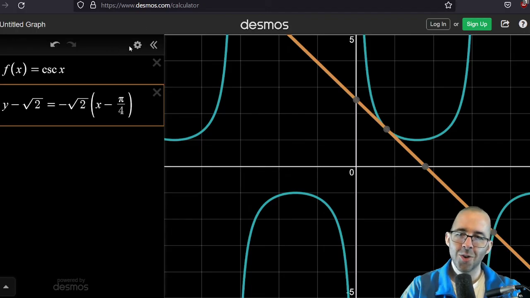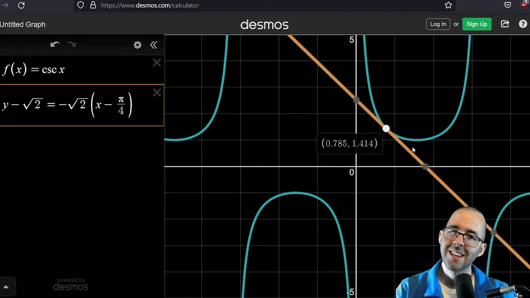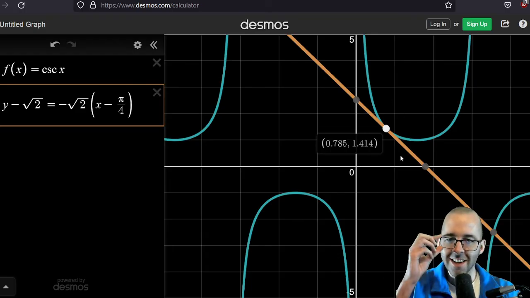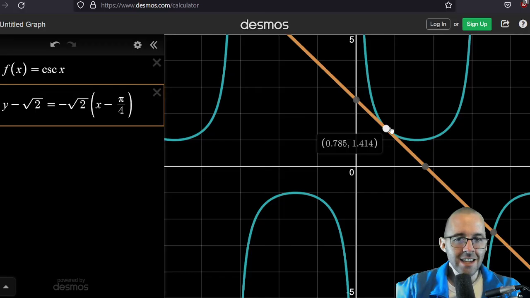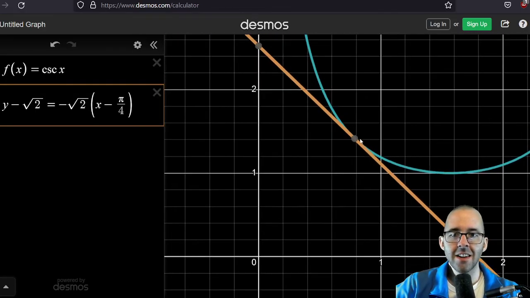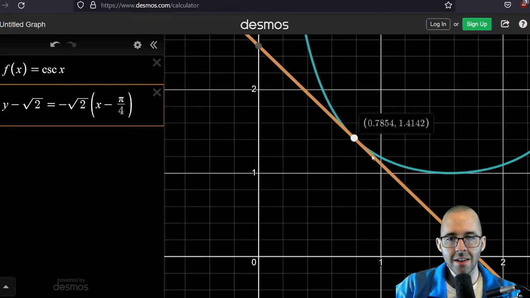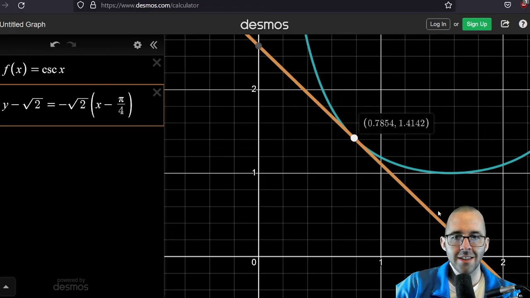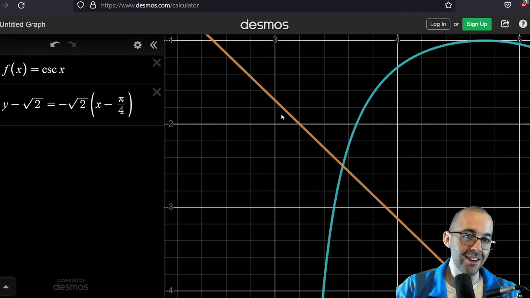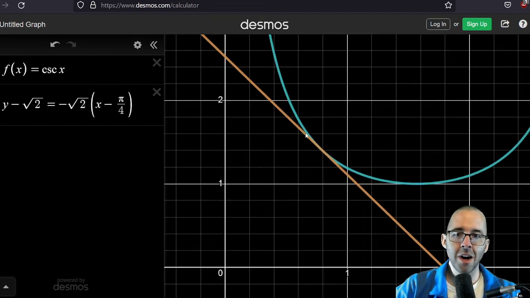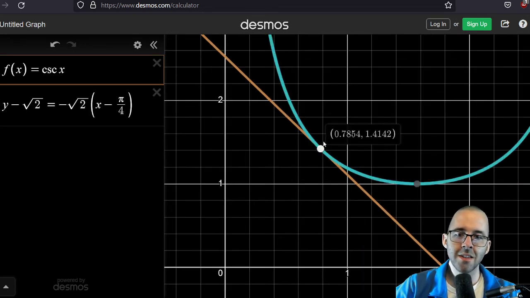Oh, whew. I was getting a little nervous on some of these problems. I had a bad track record the last couple of weeks. But that's a tangent line. Right? Look at it. It just skips right off of it. Woo. There we go. It's not a tangent line here though, but we're looking at pi over 4. Pi is about 3, so pi over 4 is about 0.75.